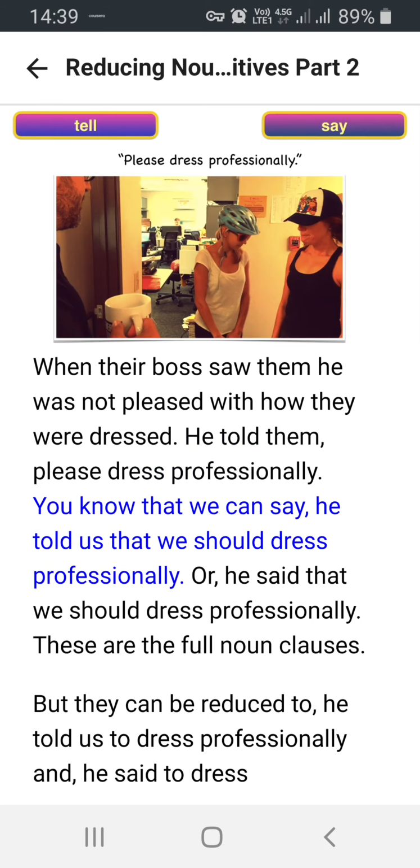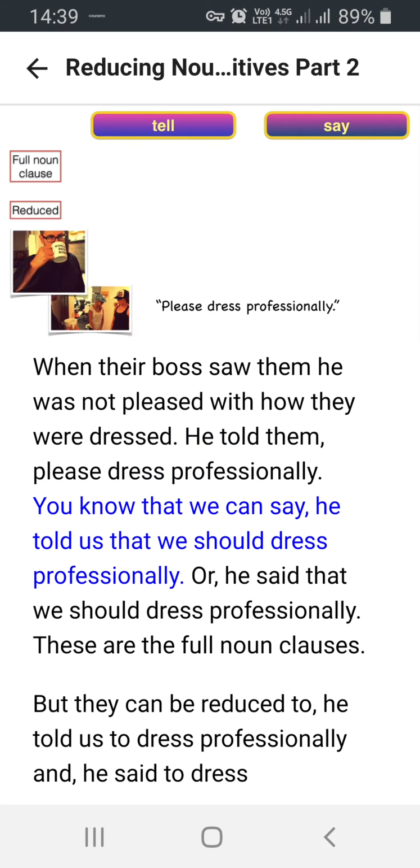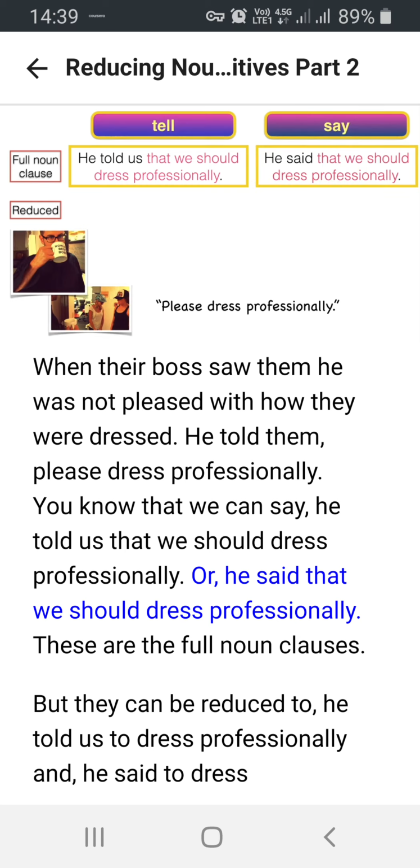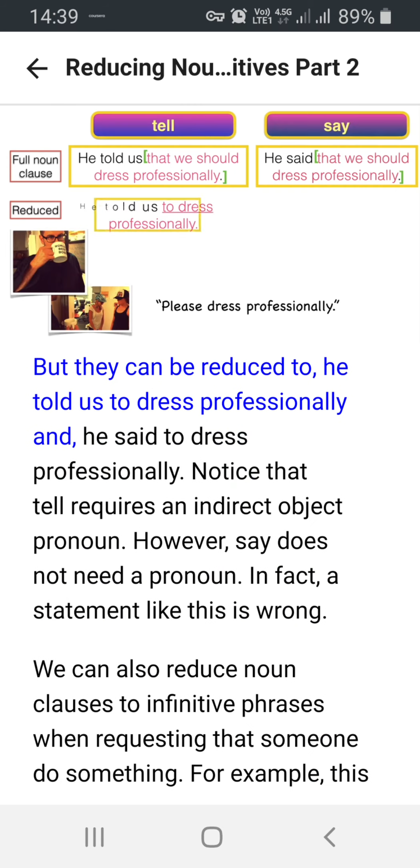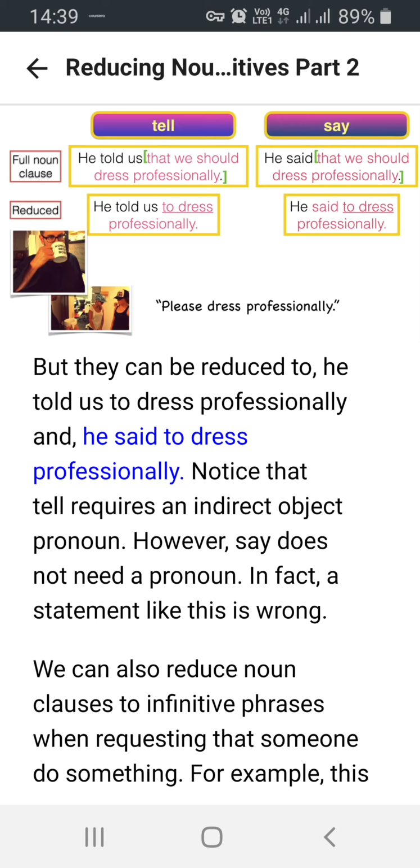You know that we can say, "He told us that we should dress professionally," or "He said that we should dress professionally." These are the full noun clauses, but they can be reduced to he told us to dress professionally and he said to dress professionally. Notice that tell requires an indirect object pronoun. However, say does not need a pronoun. In fact, a statement like this is wrong.